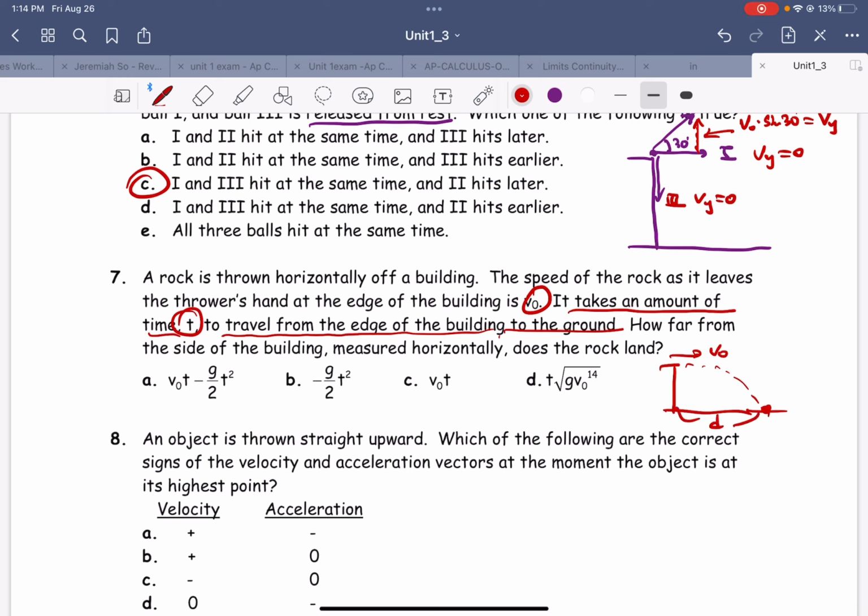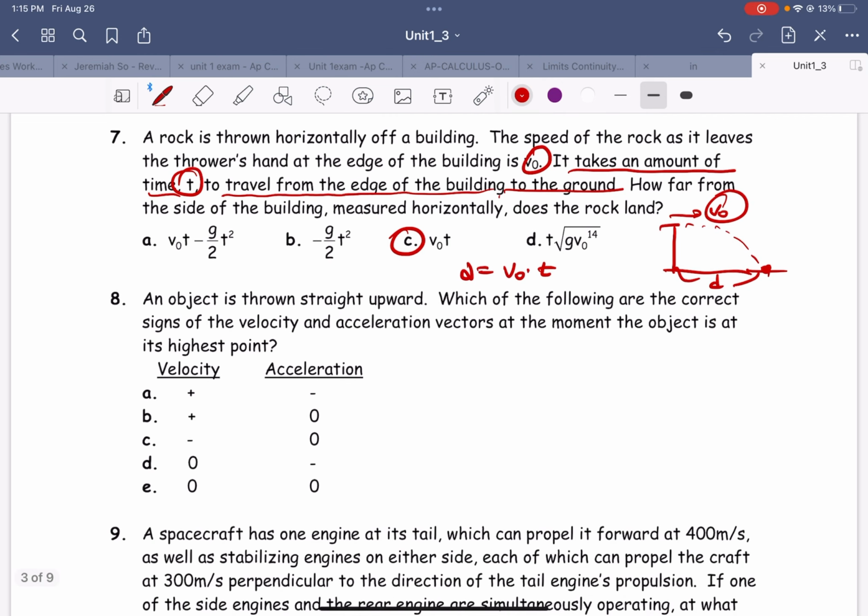They ask you. Distance is rate times time, velocity times time. So your distance, this is a horizontal velocity. That's what you need, times time. That's it. So answer is C. So when it hits the ground, how far away from the building is v naught t. Okay, the initial velocity is only horizontal velocity, so you just multiply that.